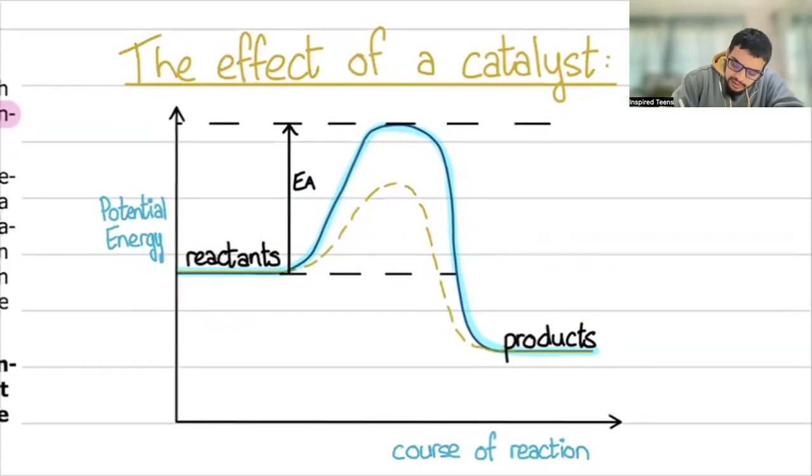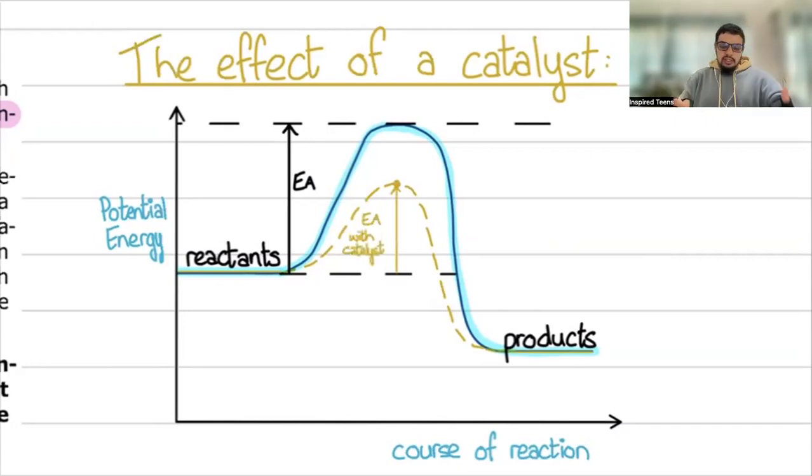But what's different is this little gold dotted line here. The graph no longer goes all the way up to this activated complex. It only goes up to this activated complex. So as you can see now, the activation energy of the gold graph is represented by this. This is with a catalyst, by the way. I'm just showing you the effect of a catalyst.